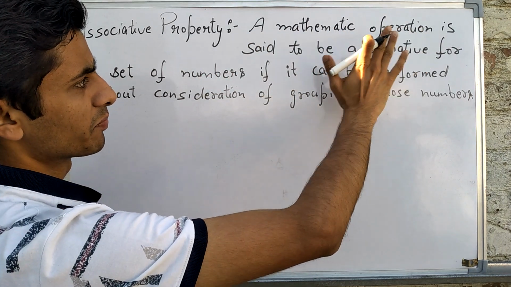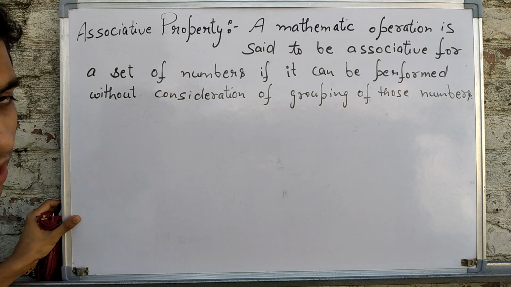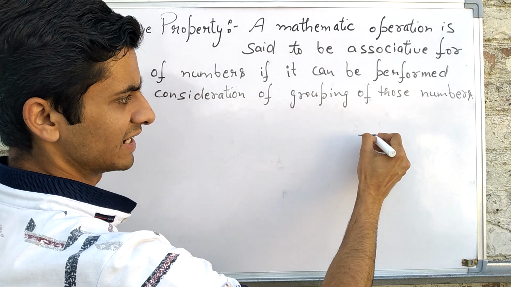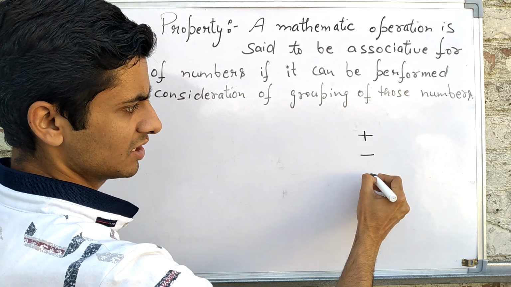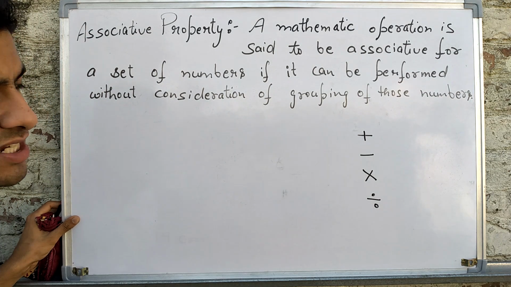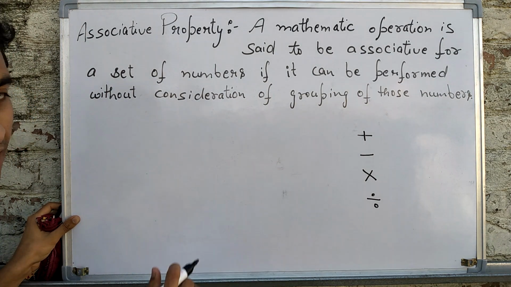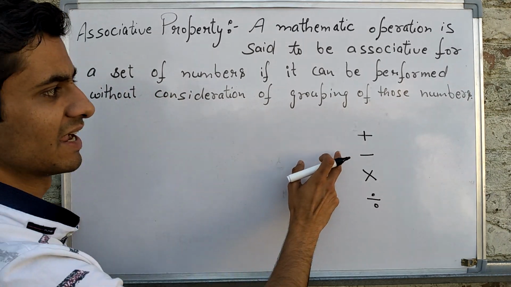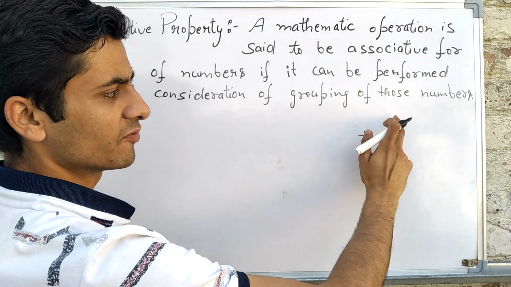A mathematical operation is said to be associative. So what are our mathematical operations? Let us write it over here: addition, subtraction, multiplication, and division. These are some of the mathematical operations. A mathematical operation is said to be associative for a set of numbers. Addition would be said to be associative for a set of numbers.